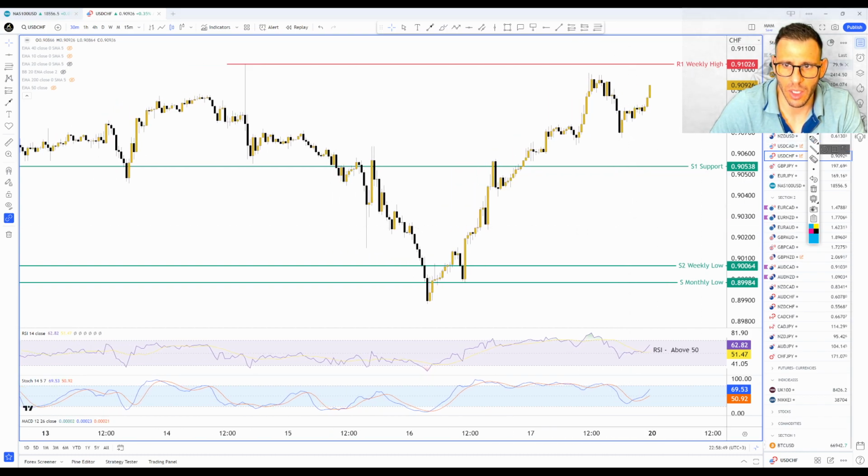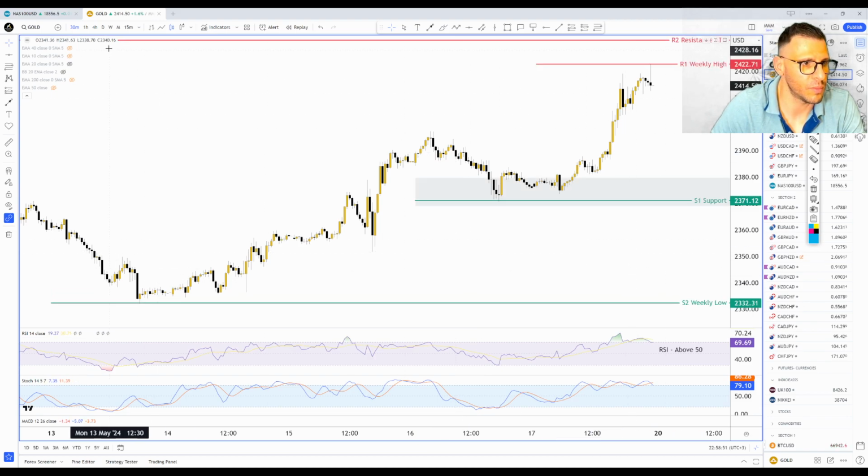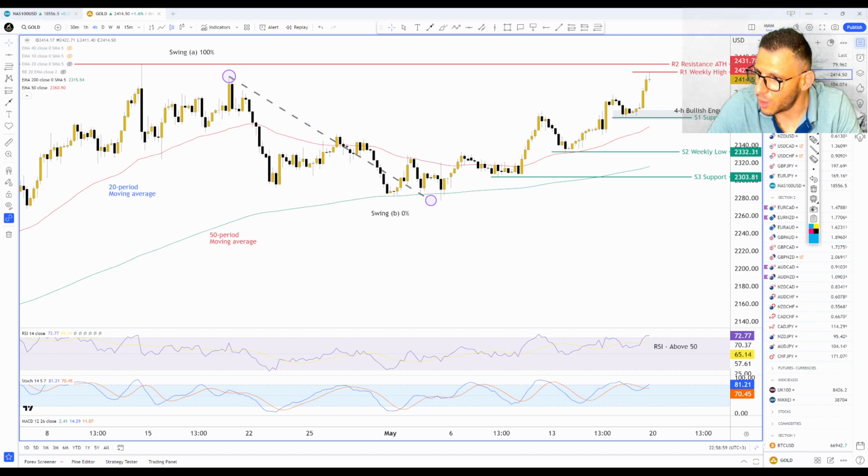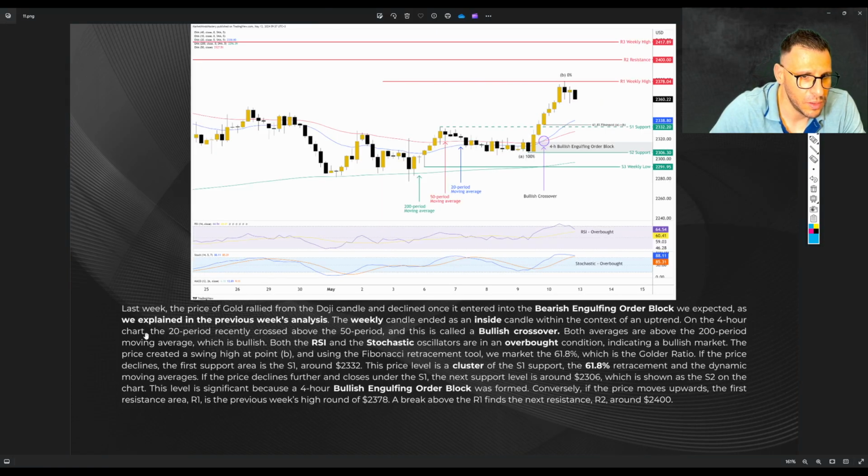Okay, let's check the gold. Last week on the gold, let me bring the gold chart. So here is the gold analysis we posted. Last week, the price of gold rallied from the doji candle and declined once it entered into the bearish engulfing order block we expected, as we explained in the previous week's analysis. Now, I give you the summary of the previous week so we connect it to what's going on now.